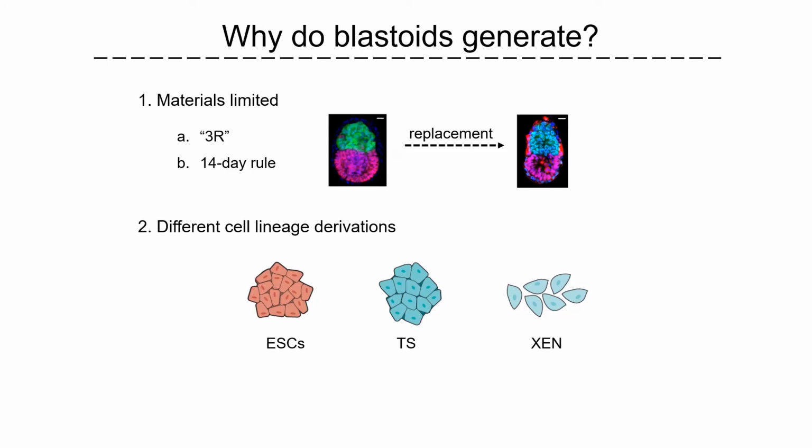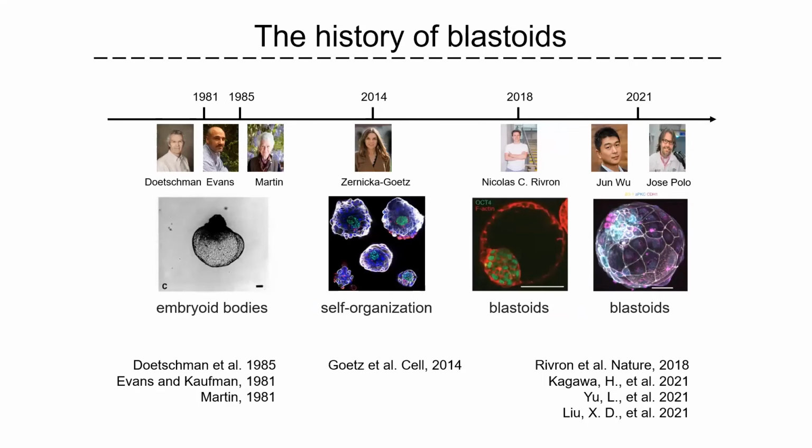Besides the urgent need for research, the success of derivations of different cell lineages provides the foundation for blastoid generation. For these two reasons, blastoids came into being. The cell lineage specification and the basic principles underlying embryonic development have long been pursued by scientists. Blastoids possess distinguished properties that promote research in developmental biology.